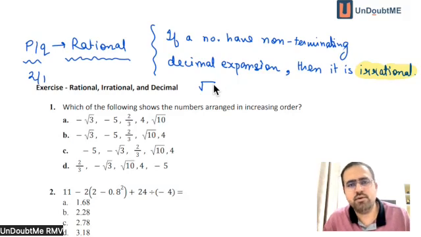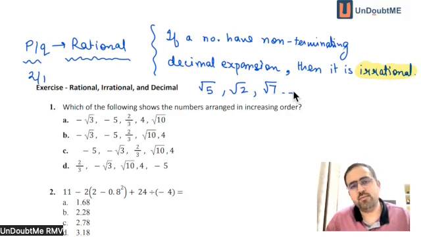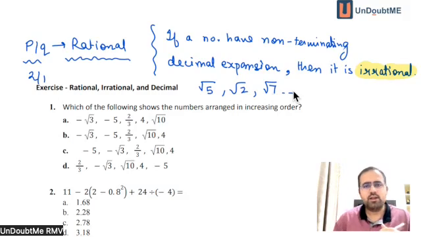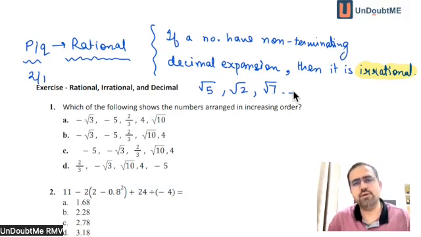Non-squared number means the numbers which are not perfect squares. Like if I write root 5, root 2, root 7, and so on, they all will have non-terminating decimal expansion. Our calculator has certain limitations, it will show you up to 7 or 8 decimal places, but with a very high precision calculator, it will go on forever.